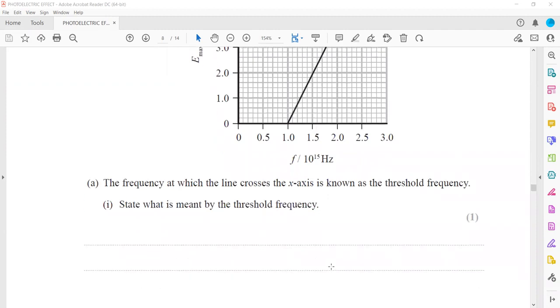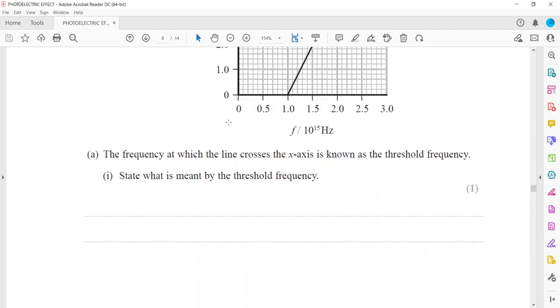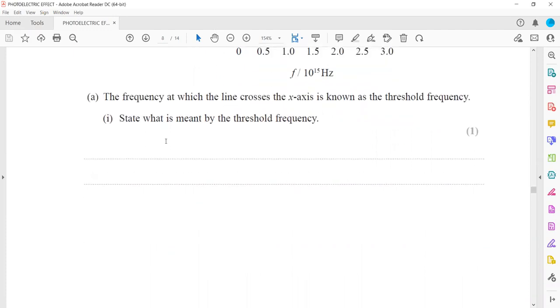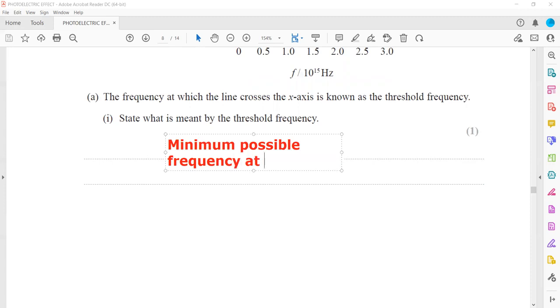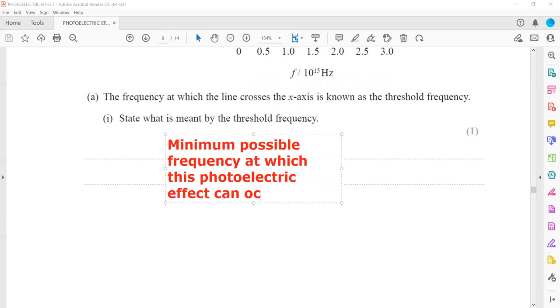What is meant by threshold frequency? What is the definition of threshold frequency? That is the lowest or minimum possible frequency for the photoelectric effect to occur. So threshold frequency is the minimum possible frequency at which the photoelectric effect can occur.